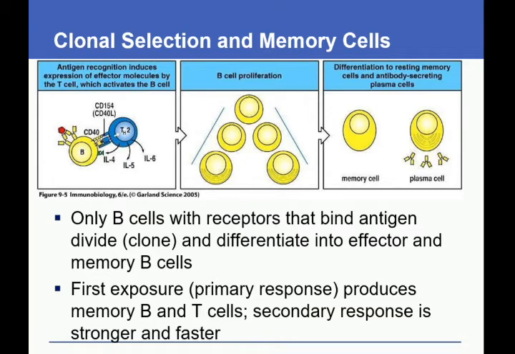Clonal selection and memory cells. Only B cell receptors that bind antigen divide or clone and differentiate into effector and memory B cells. The first, or primary, response produces memory B and T cells, and the secondary response is stronger and faster.